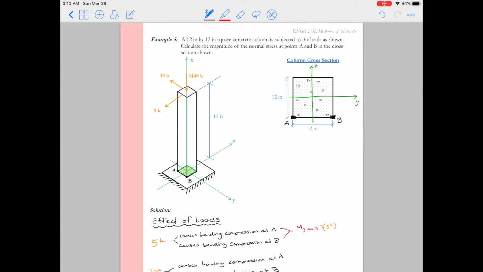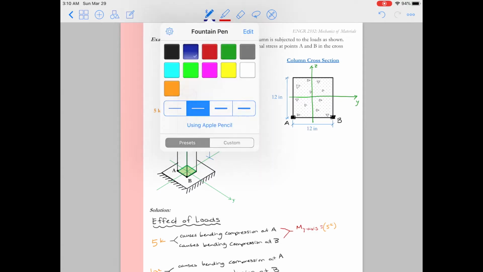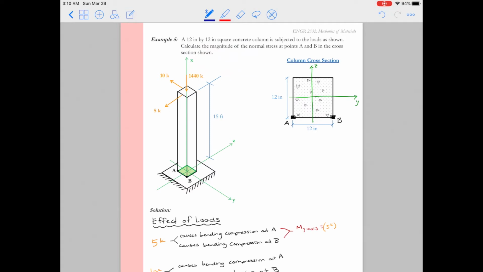The moment that it causes is the force times the distance from the y-axis, which in this case is going to be 15 feet, or I'm going to convert that into inches so that it's 180 inches. So 5 kips times 180 inches. So that's going to give us a total moment of 900 kip inches.